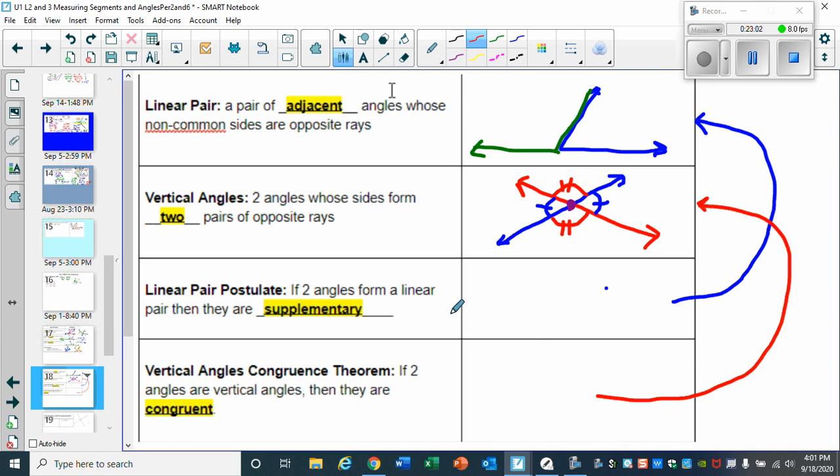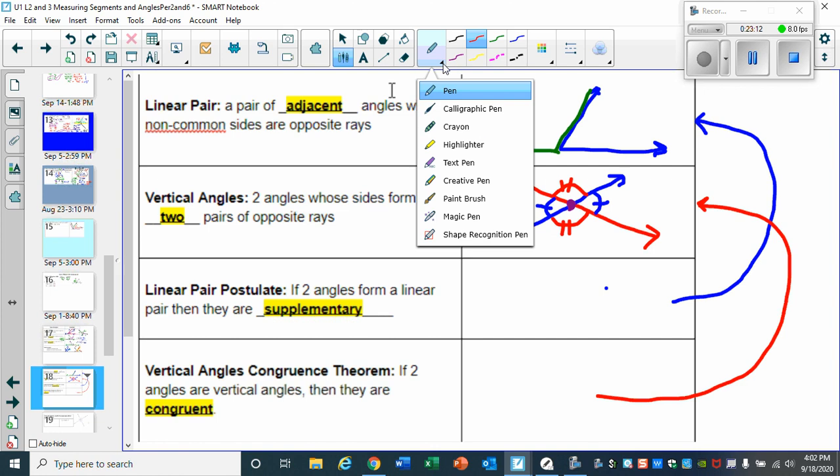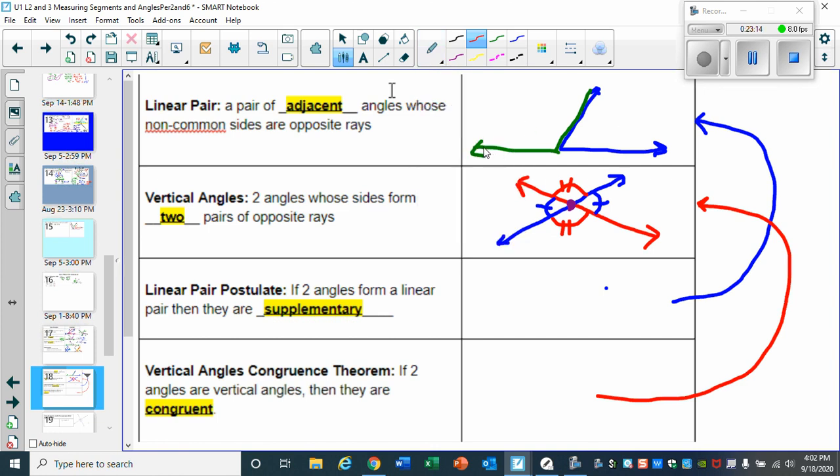Now this part. A linear pair is adjacent angles with non-common sides. The non-common sides are going to be this bottom line here. The common side I'm going to highlight. The two angles are adjacent because they share a side. But the non-common sides, see this green arrow going to the left and blue arrow going to the right, are opposite rays. Therefore, this is a linear pair.